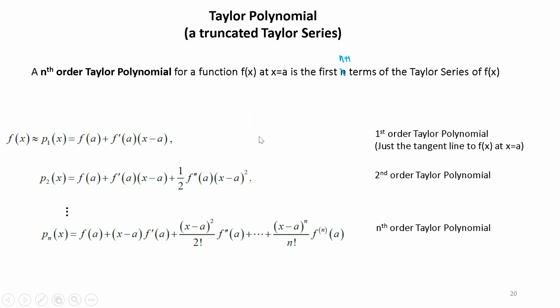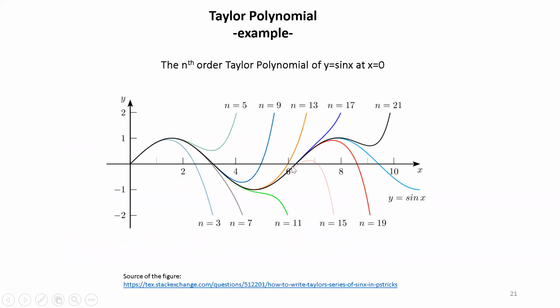So then you can see that the first order polynomial, the second order polynomial, the nth order polynomial, so the highest order of x that exists in this whole thing is x to the n.